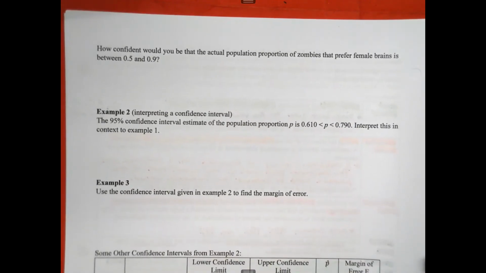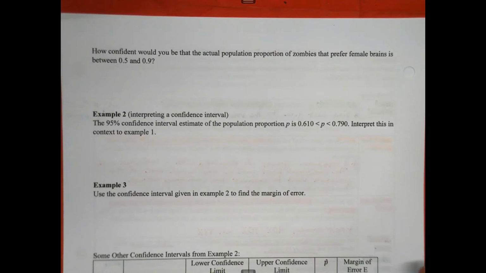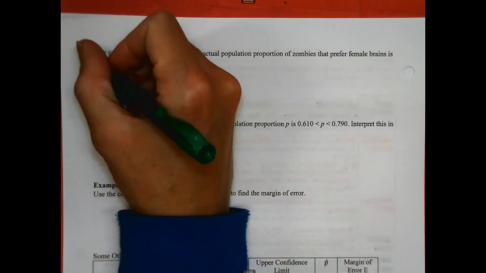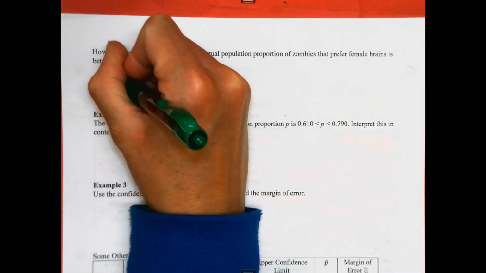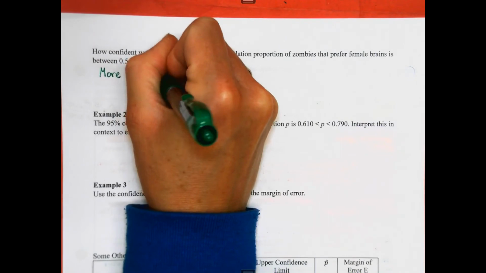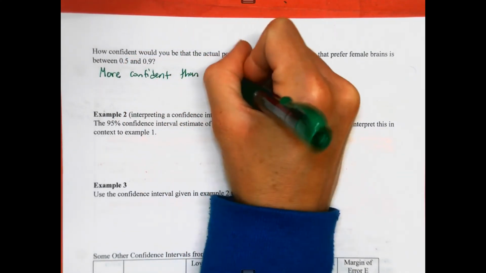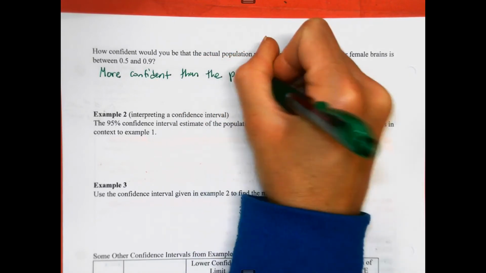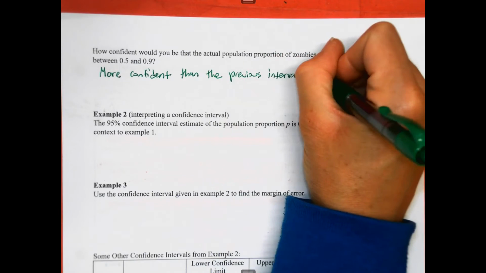And the next part says, how confident would you be that the actual population proportion of zombies that prefer female brains is between 0.5 and 0.9? This is a larger interval. We will be more confident than the previous interval because it is a larger interval.